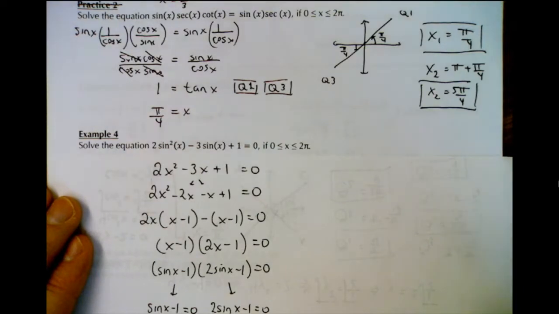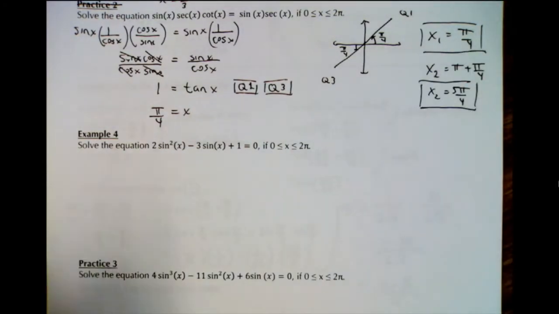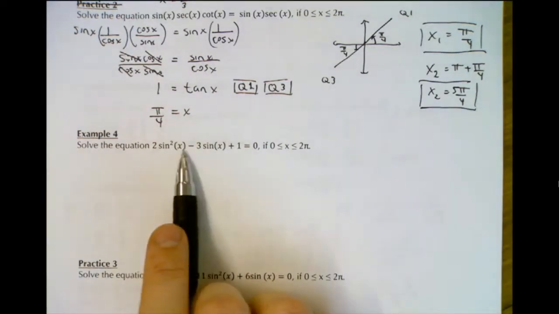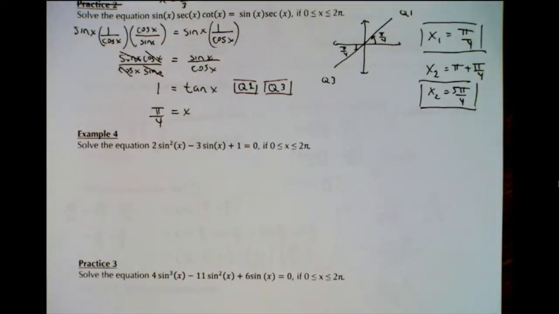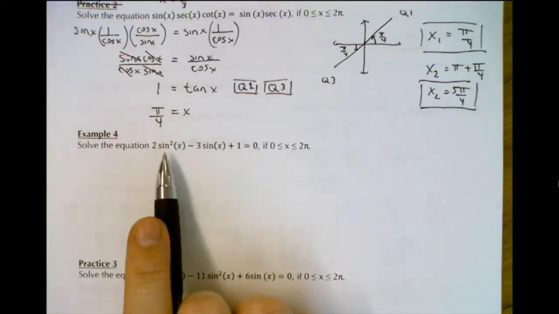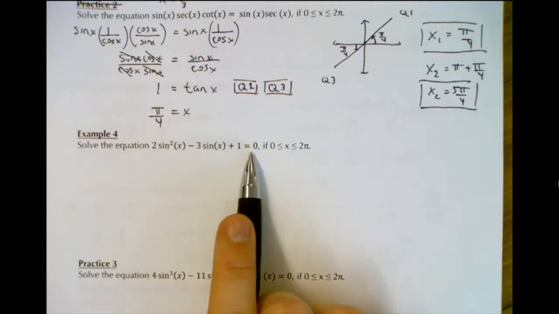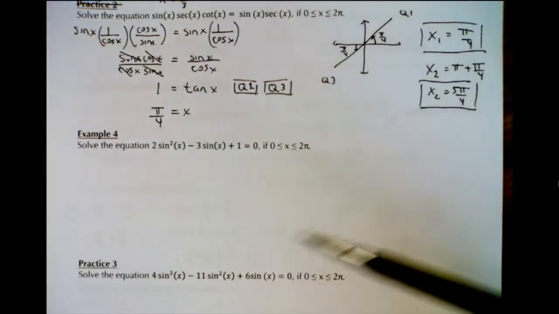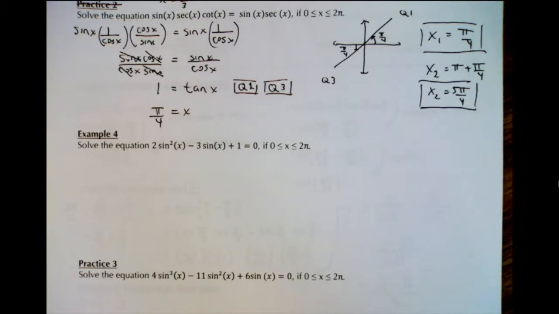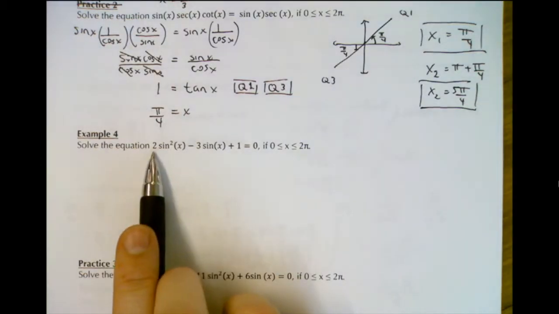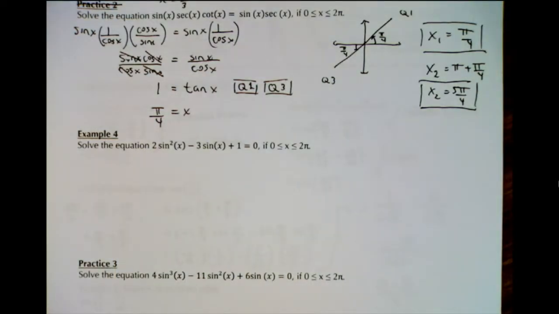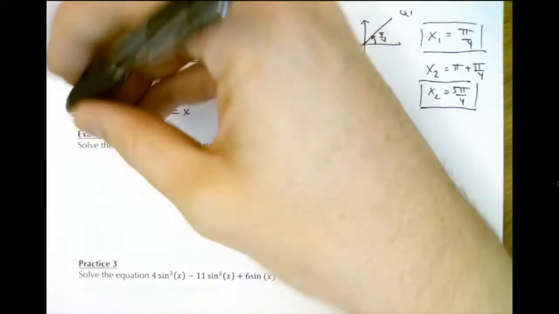Now, if you don't want to use the variable substitution, you don't have to. You can look at this and visually think, well, this sine squared x is like just x squared, and this sine x is just like x. So when I see this, I've got a squared, an x, and a constant. So I'm going to factor it like a quadratic. In this case, a complex quadratic, because the a value is not 1.